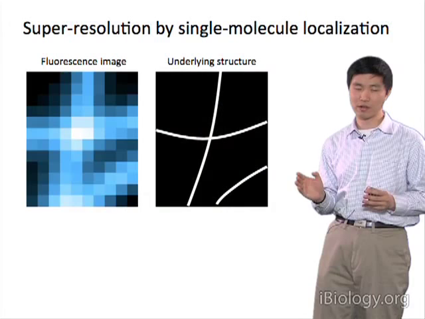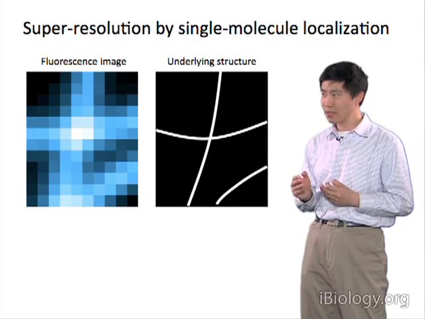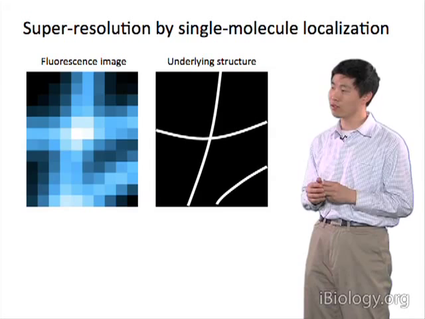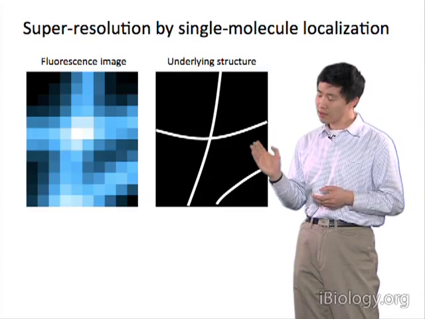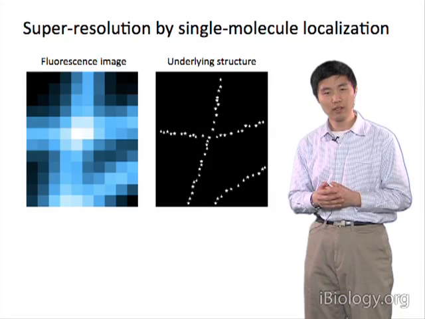So in fluorescence microscopy, we have some structures in the cell, and we stain with fluorescent dyes. Because of the diffraction limit, we have a blurry image out of the fluorescent signal from the dyes. Now, we have to understand that in a cell, we never have a continuous structure like this. All the structures are made of discrete molecules, and our fluorescent image consists of signal from discrete fluorophores.